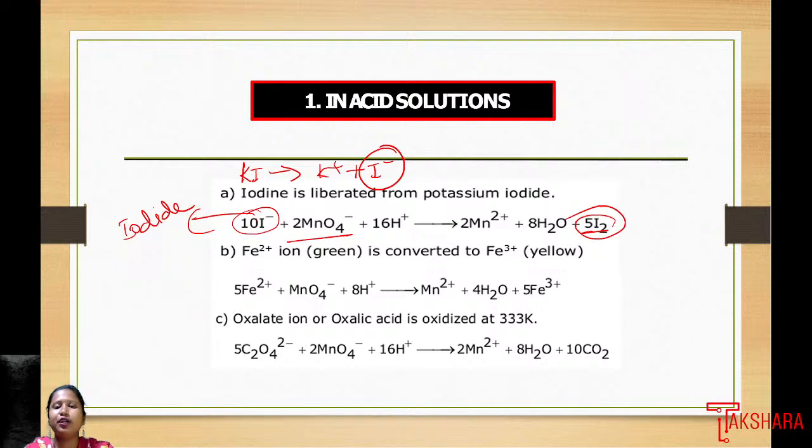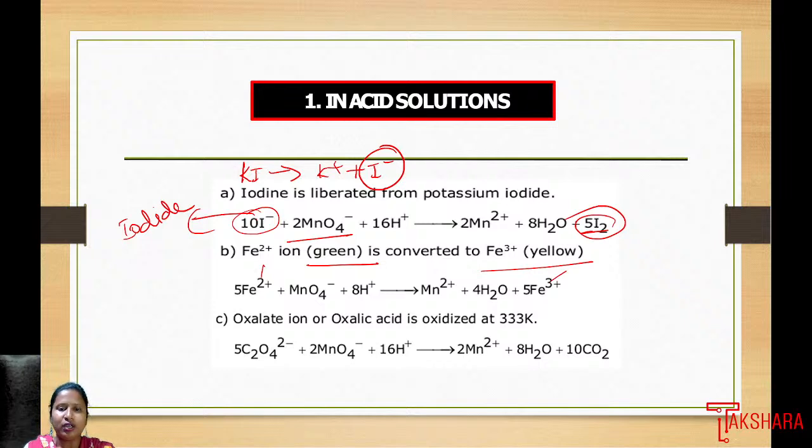Then next, the Fe2 plus ion, which is green in color, is converted to Fe3 plus ions, which are yellow in color. Here the +2 is becoming +3. An increase in oxidation number is what we call oxidation. So KMnO4 acts as an oxidizing agent.